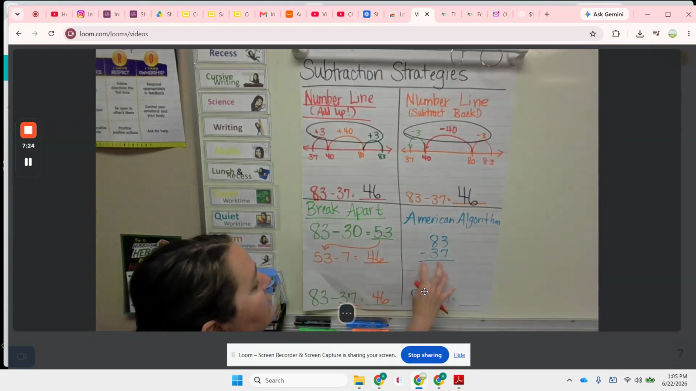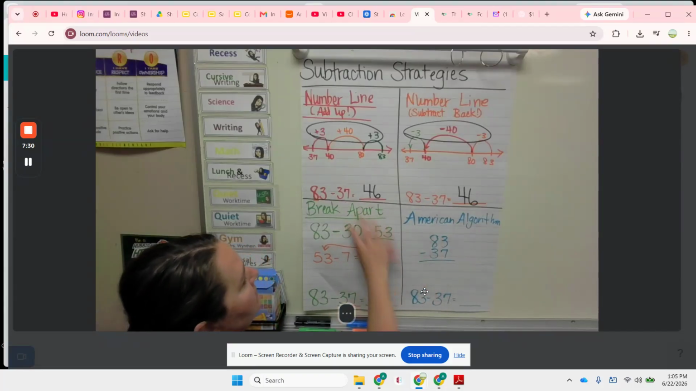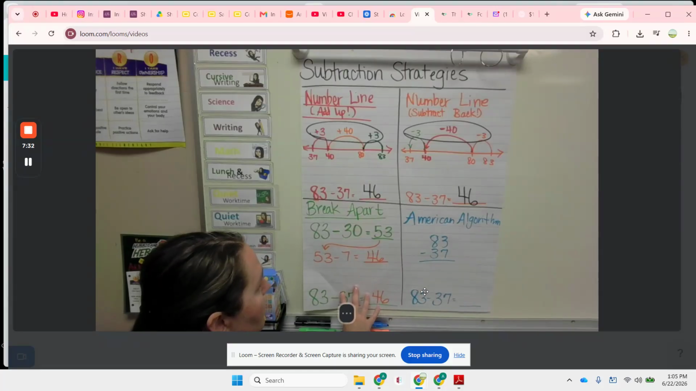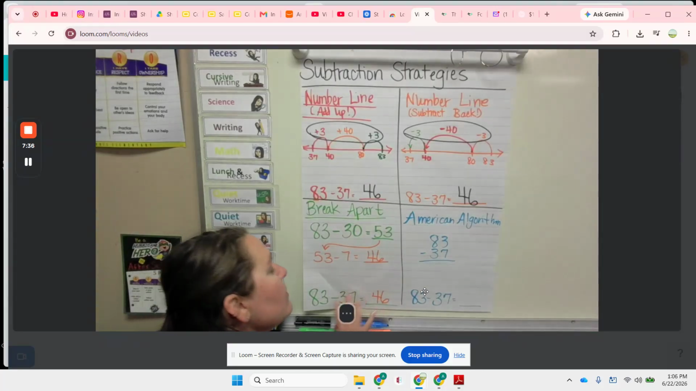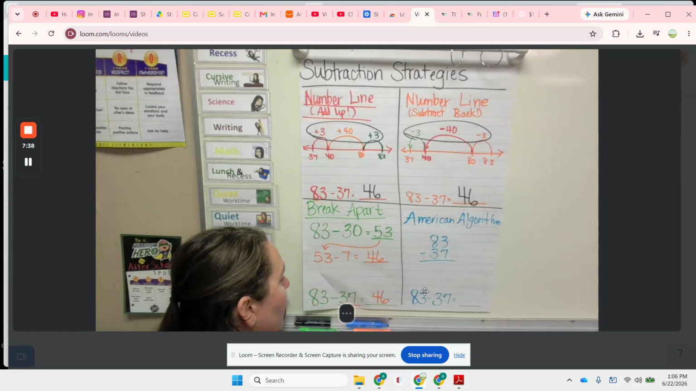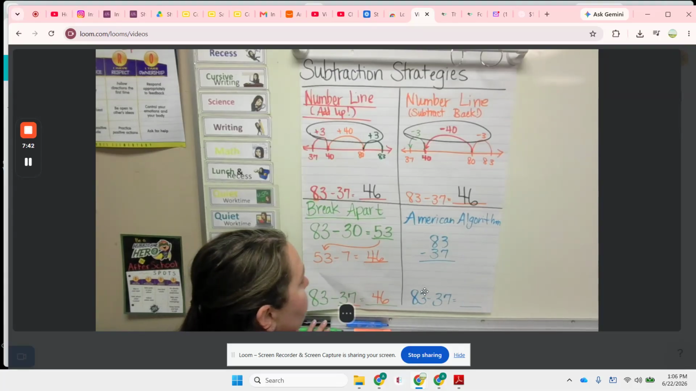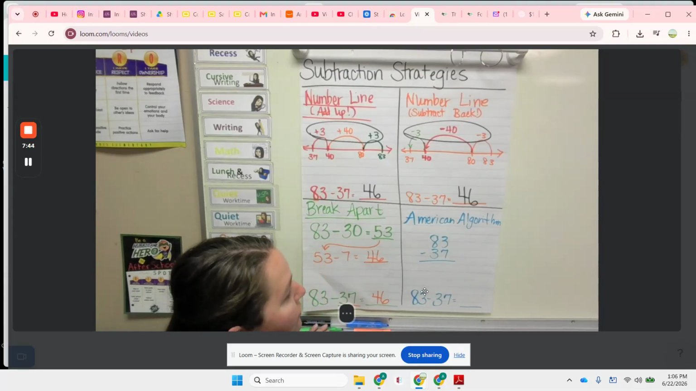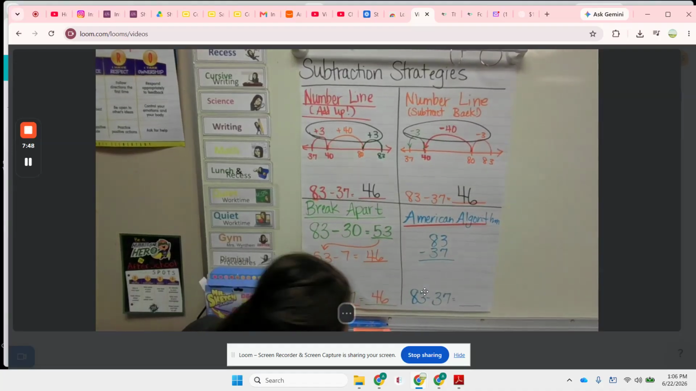So if this is the only strategy you've taught and you're just ready to throw everything out the window and you're frustrated, go back to these 3 strategies, which are more based in place value, and will give you a better understanding of where your students are at with actual subtraction. So it's a great day when I add this one to our chart and we can finally use it.